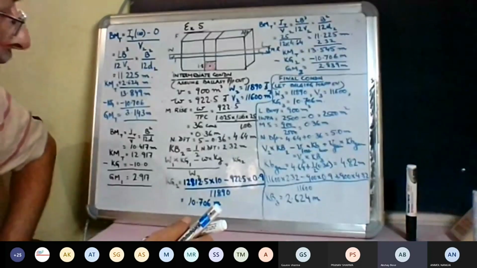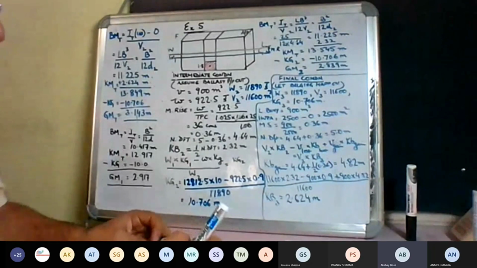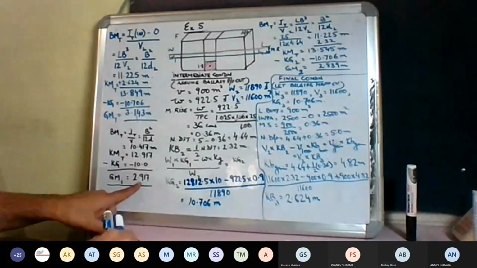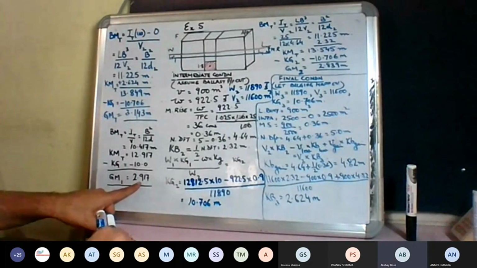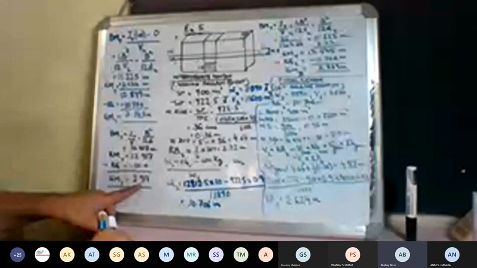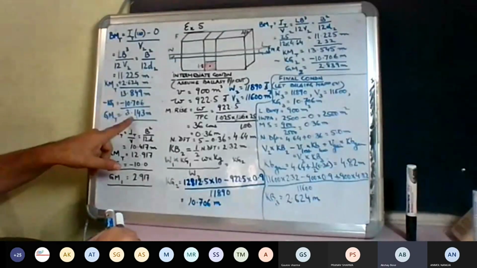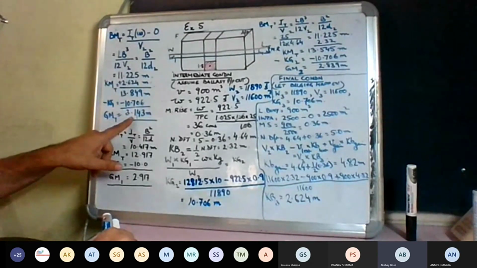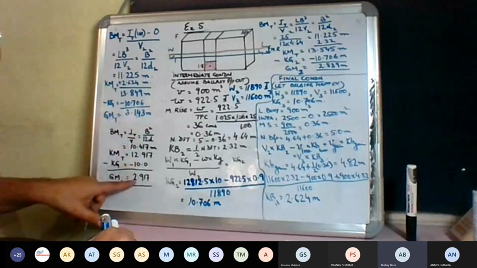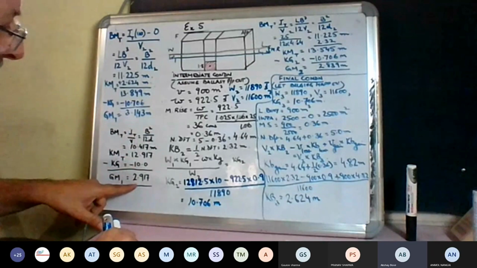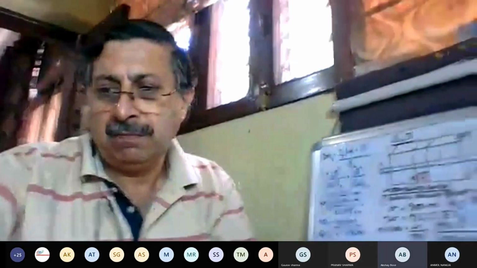So, okay, now let's just see. So basically, I started off with a GM of 2.917, correct? Yes, sir. And my GM now, post bilging, has increased, 3.143. correct? So I started off with 2.9, I have now become 3.1. मतलब I have become more stable than before.